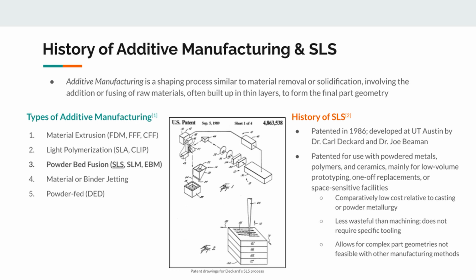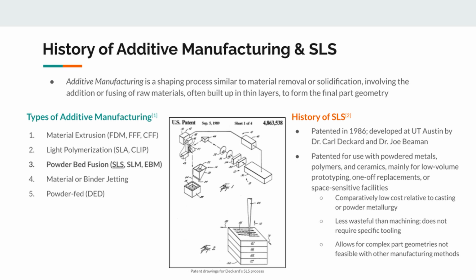The third type of additive manufacturing is powder bed fusion. This includes SLS or selective laser sintering. That is what our presentation is going to be about today. SLM, which is selective laser melting, and EBM, which is electron beam melting. The fourth type of additive manufacturing is material or binder jetting. And then the fifth type of additive manufacturing is powder fed, or this includes DED or directed energy deposition.